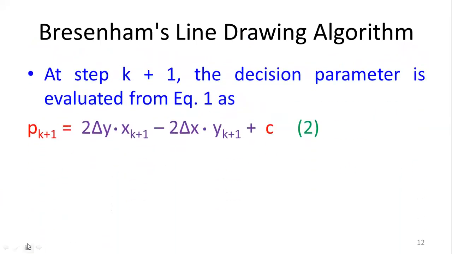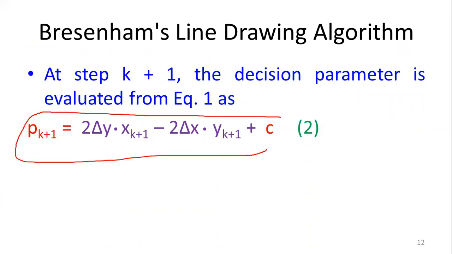So what is pk plus 1? In that equation that we derived, instead of k, you substitute k plus 1, subscript k plus 1. And then you can get pk plus 1. Pk plus 1 is 2 delta y into xk plus 1 minus 2 delta x into yk plus 1 plus c. The previous equation that we derived was for pk. In that equation, instead of k, you substitute k plus 1, so you will get the equation for pk plus 1 like this.